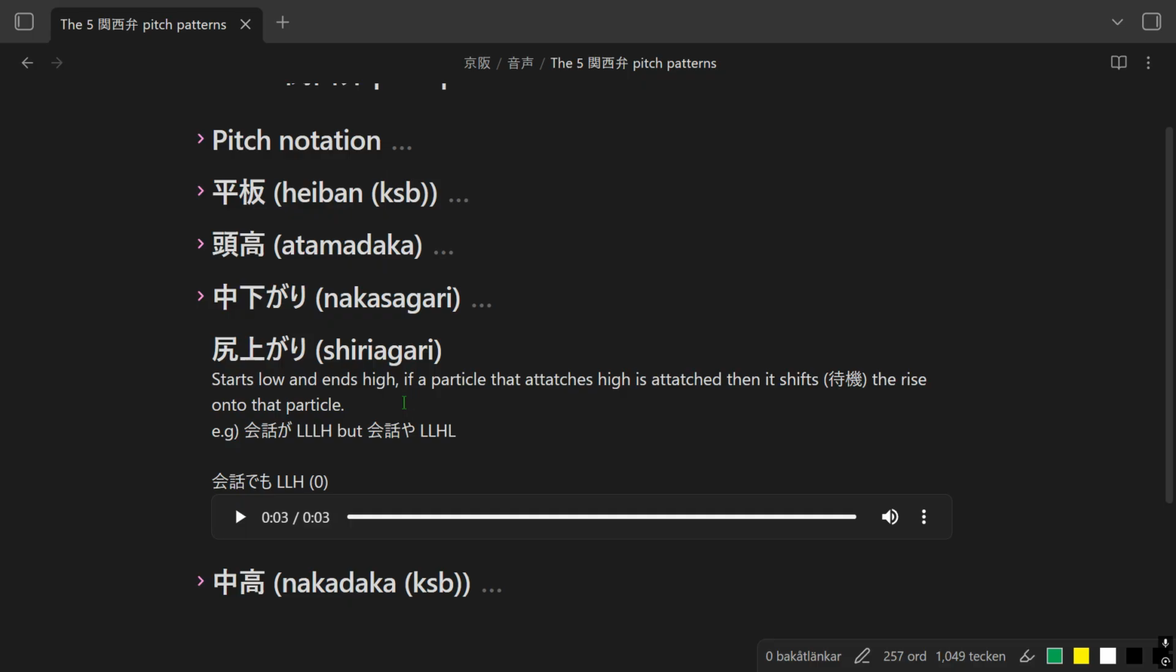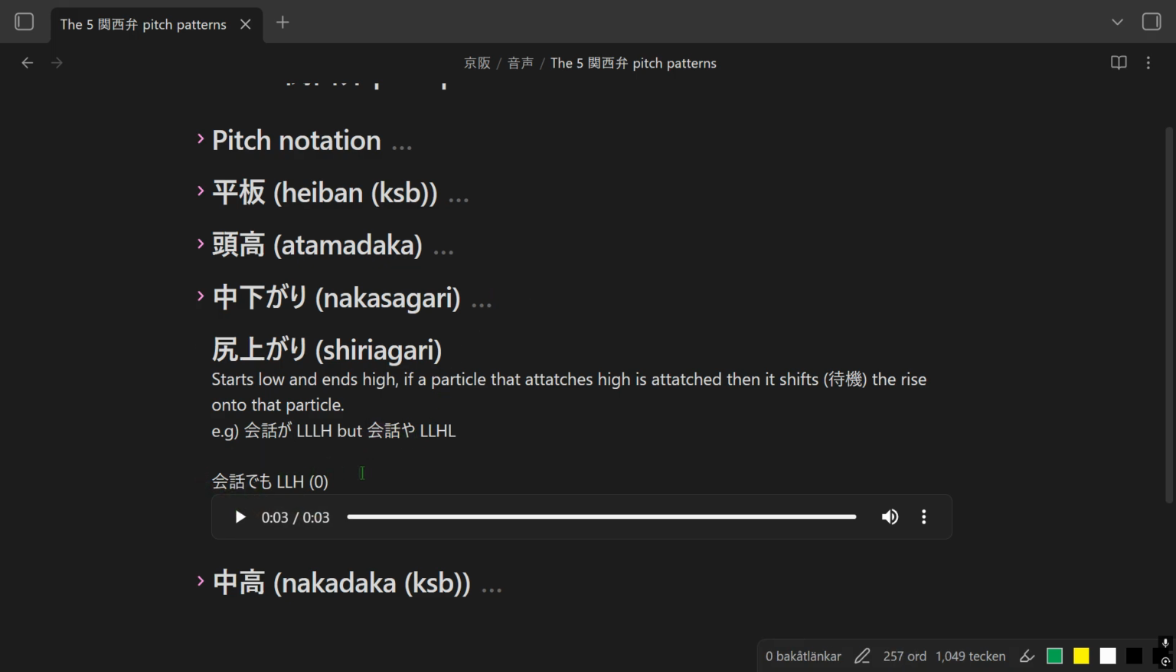Particles on their own have pitch. So for example, ga always attaches high to where it can attach high, so to shiriagari and heiban, and ya always attaches low to shiriagari and heiban. So for this one you would say kaiwa ga, but this one you would say kaiwa ya.